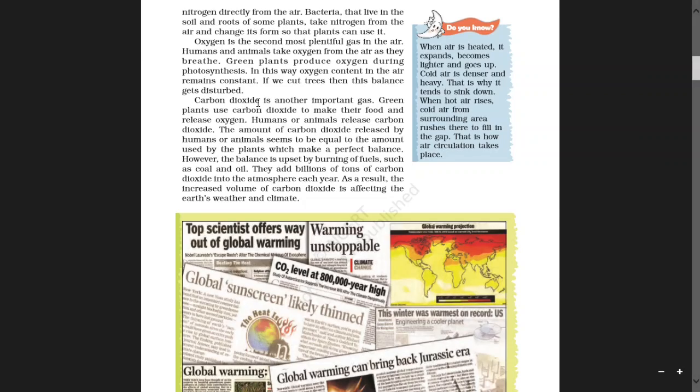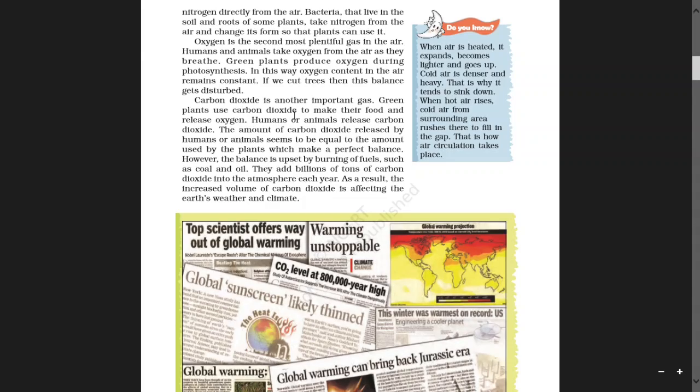Carbon dioxide is another important gas. Green plants use carbon dioxide to make their food and release oxygen. So green plants use this carbon dioxide in order to make their food and release oxygen. When they take in carbon dioxide, they release oxygen.